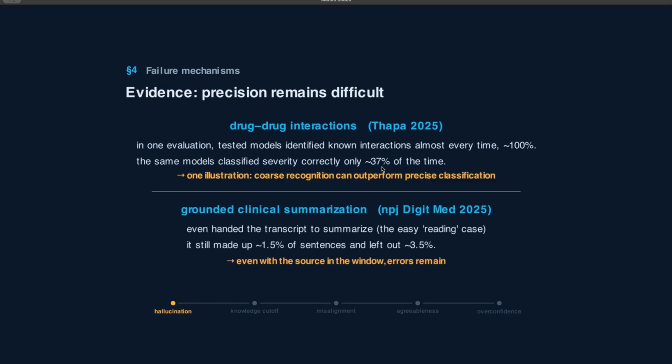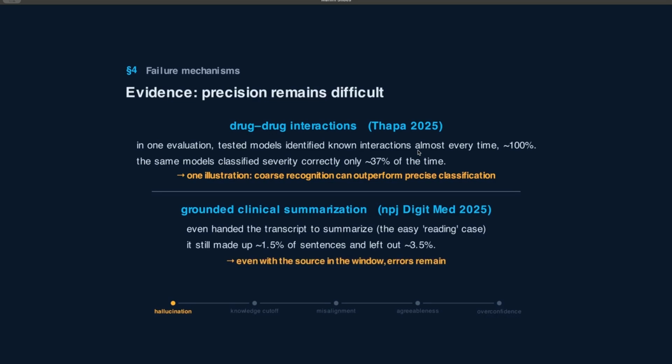Models sort of struggle with this level of precision, and there's a few examples of this. So here are a few examples here. In one drug interaction evaluation, some researchers tested models and were able to see that they were successfully able to identify interactions between drugs almost every single time. But they only classified severity correctly about 37% of the time. And that sort of shows that large language models can sometimes be very good at coarse recognition, but not necessarily be good at precise classification.